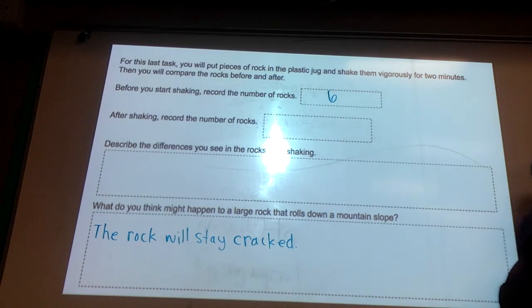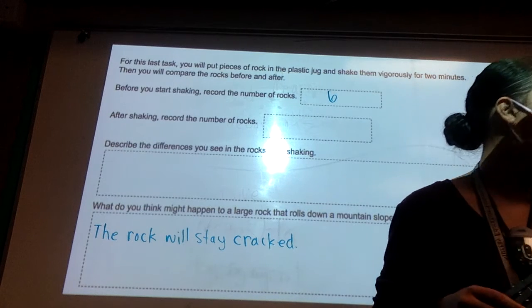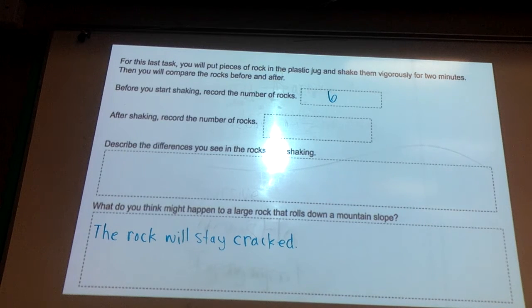Pour the rocks onto the plate. Pour the rocks onto the plate and count. Count it. Okay, count them. No, do not do that.